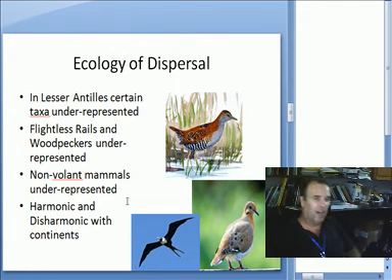But if the island bird populations don't have flightless rails, and they may be missing woodpeckers as well, which are also not very good at dispersing too far, they may be said to be disharmonic with the continental communities. So you would tend to get an island community which is in disharmony with the continental community, mainly because only certain numbers of the taxa can actually disperse over water and colonize those islands.